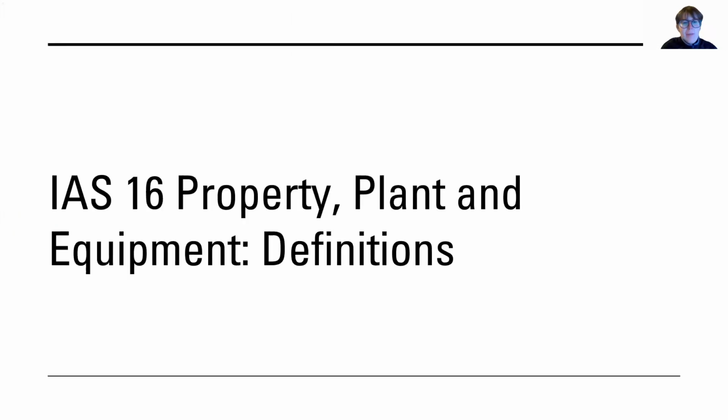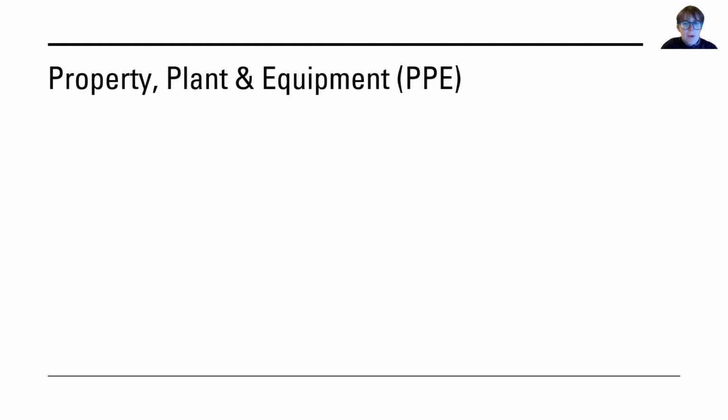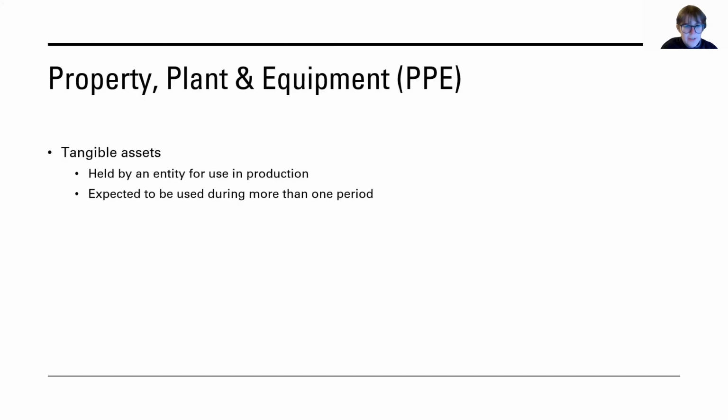So we're firstly going to have a look then at IAS 16, which is property, plant and equipment. So the first thing we need to do is to be familiar with some of the key terms. So property, plant and equipment. This consists of tangible assets. They will be held by an entity for use in production, and they will be expected to be used during more than just one period.